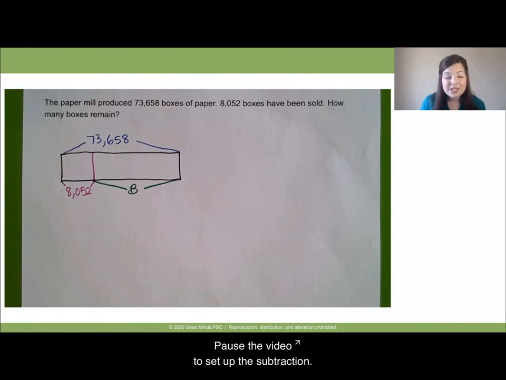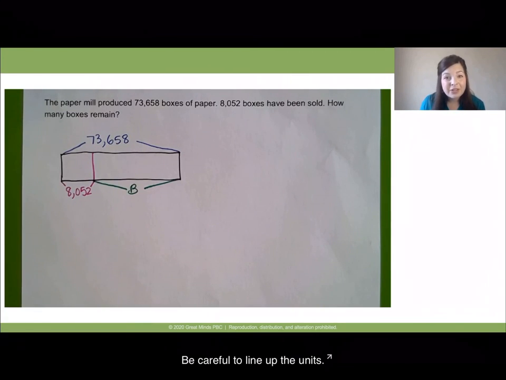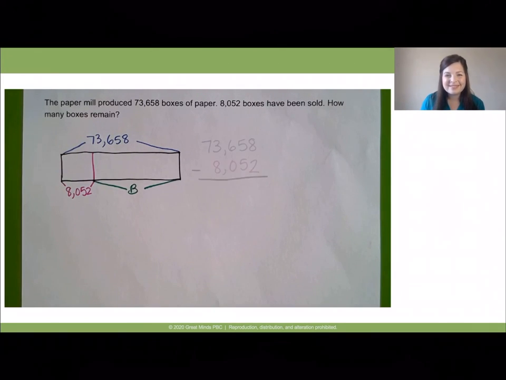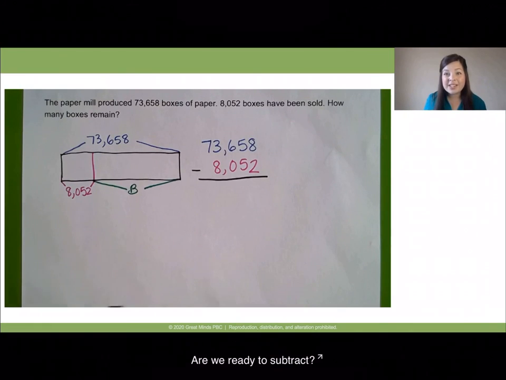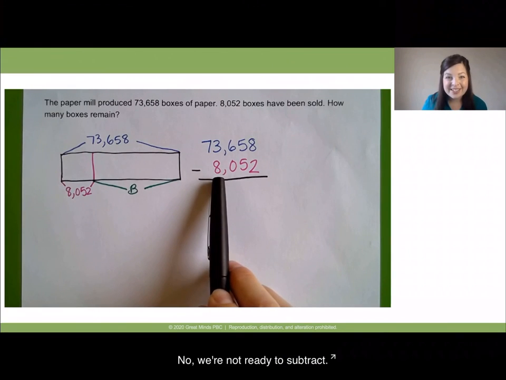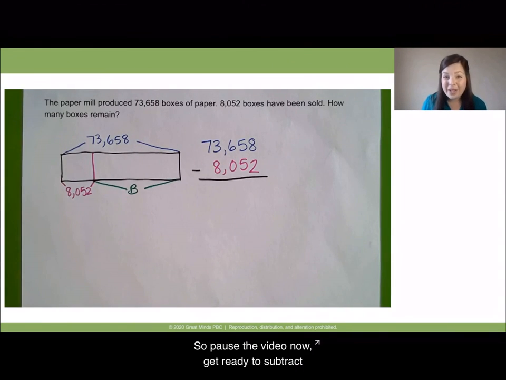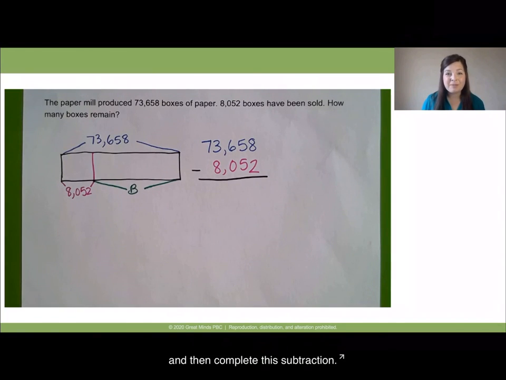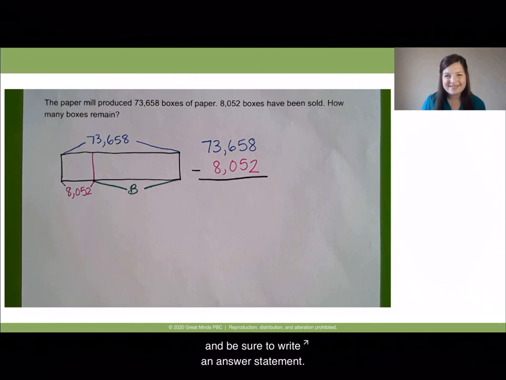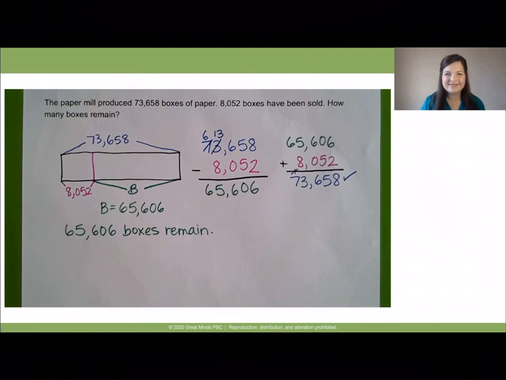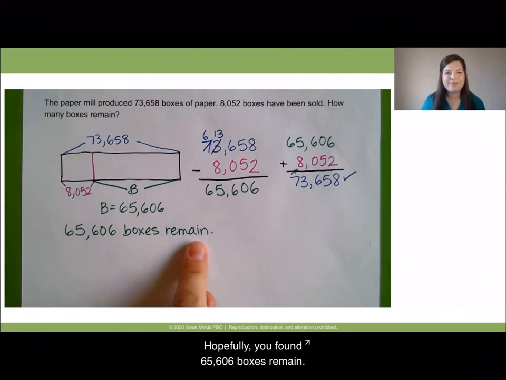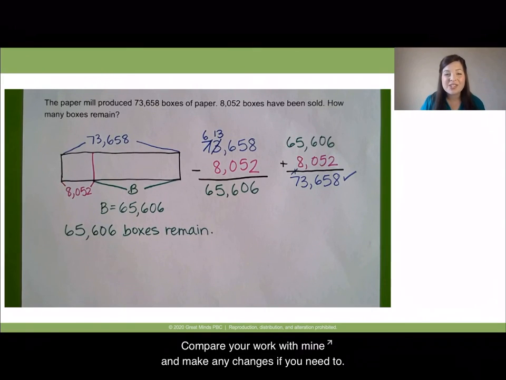Pause the video to set up the subtraction. Be careful to line up the units, ones with ones, tens with tens, and so on. Are we ready to subtract? No, we're not ready to subtract. So pause the video now, get ready to subtract, and then complete the subtraction. Check your work using addition, and be sure to write an answer statement. Hopefully you found 65,606 boxes remain. Compare your work with mine and make any changes if you need to.